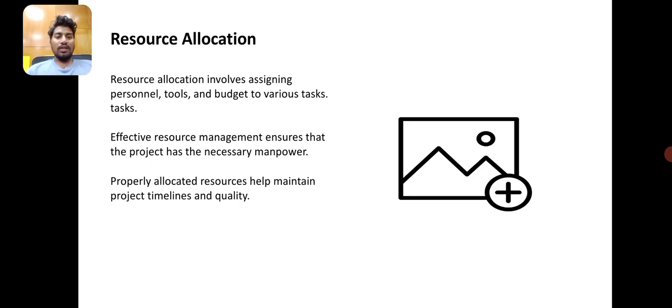Resource allocation. Resource allocation involves assigning personnel, tools, and budget to various tasks. Effective resource management ensures that the project has the necessary manpower. Properly allocated resources help maintain project timelines and quality.